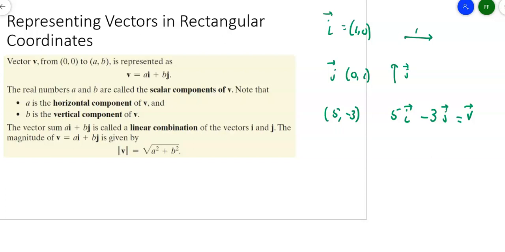The first component is called the horizontal component. It tells you how far left and right you're going. This thing here is the vertical component. It tells you how far up and down you're going. When you write them in terms of i's and j's, you're really writing them as what we call a linear combination of i and j.